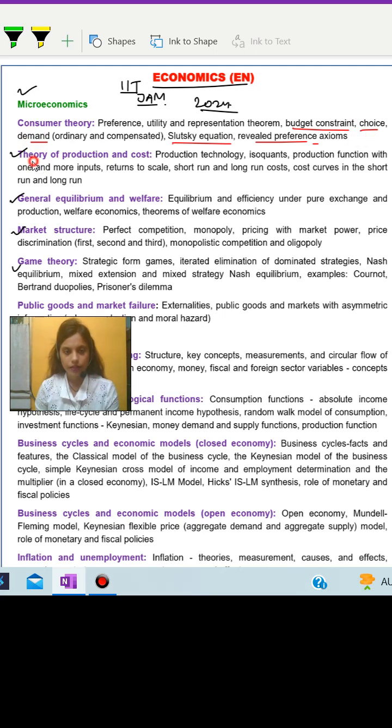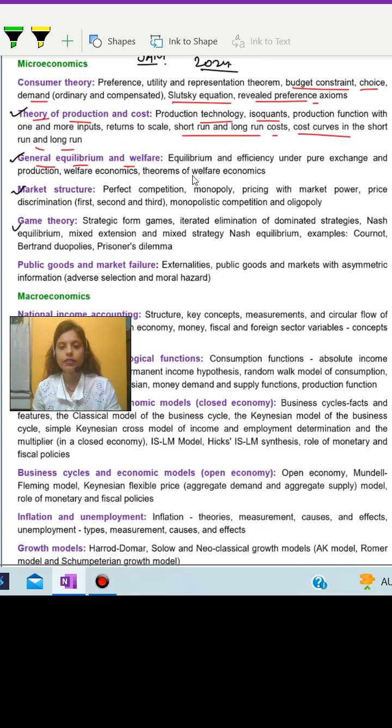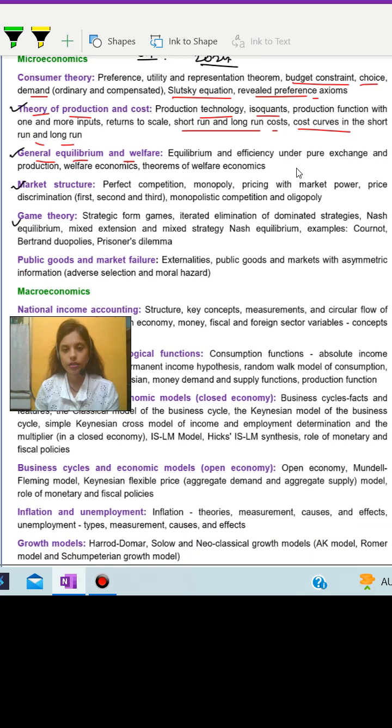Coming to the next part, that is theory of production and cost. From here, production technology, isoquants, then long run and short run costs, cost curves in the long and short run. All these are very important. Coming to the general equilibrium and welfare, here equilibrium and efficiency under pure exchange and production, this part is important. Theorems of welfare economics are important.